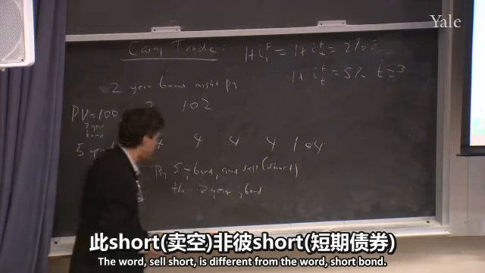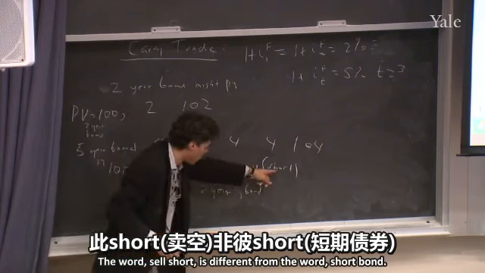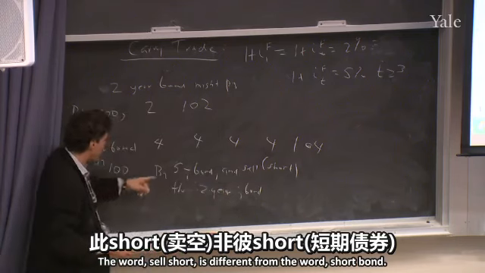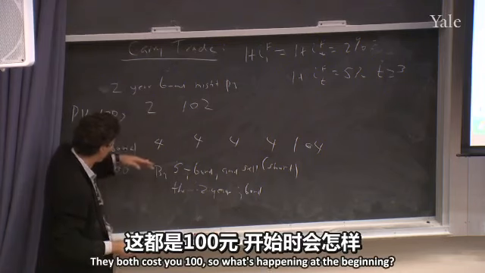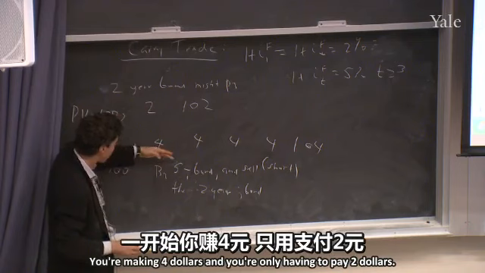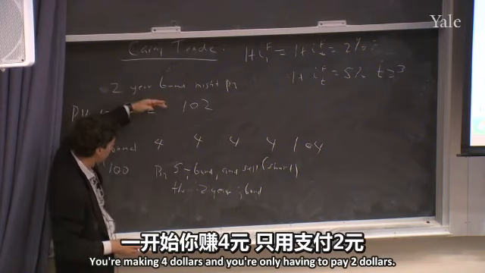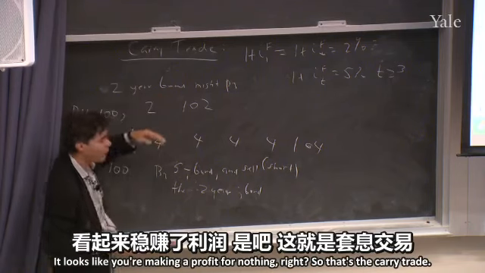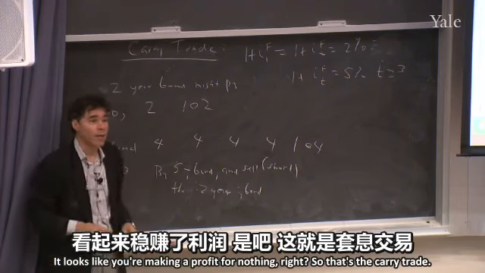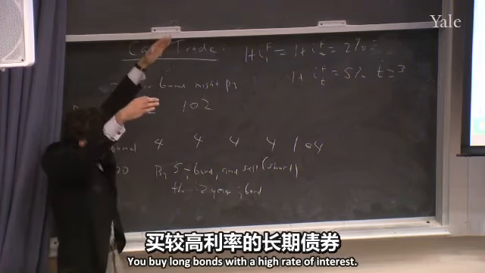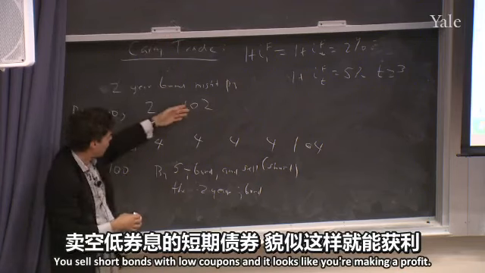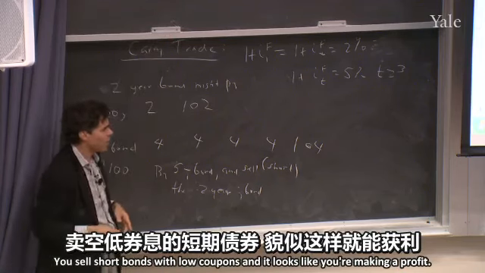Selling short is different from the word short bond. So you buy the 5-year bond and you sell the 2-year bond. They both cost you 100. So what's happening at the beginning? You're making $4 and you're only having to pay $2. It looks like you're making a profit for nothing, right? So that's the carry trade. You buy long bonds with a high rate of interest, you sell short bonds with low coupons, and it looks like you're making a profit.